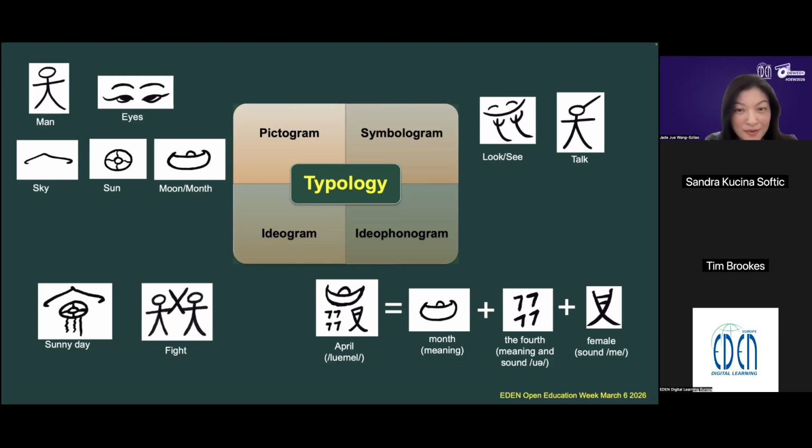And ideograms are formed through association of ideas based on simple graphic elements. For example, sunny day and fight. And you will find some simple graphs from before in pictograms. And the last, ideophonograms, are composed of both semantic components and phonetic components. For example, April. The word April is just one sign, one character. It's composed of the sign month that gives meaning, the sign fourth that gives meaning and sound, and the sign female that gives only sound. So this sign is pronounced as Luemei.